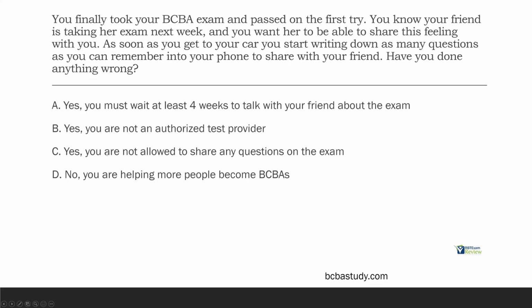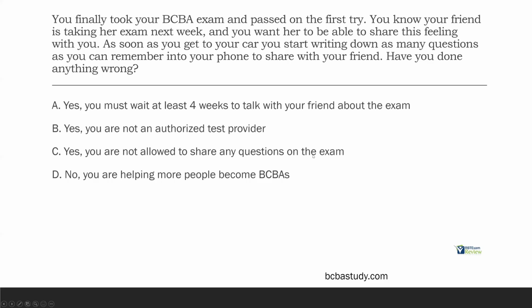So C, yes, you're not allowed to share any questions on the exam. This is what is explicitly stated. If you do that, you're in extreme violation of the code, maybe even legal trouble. Do not do this.